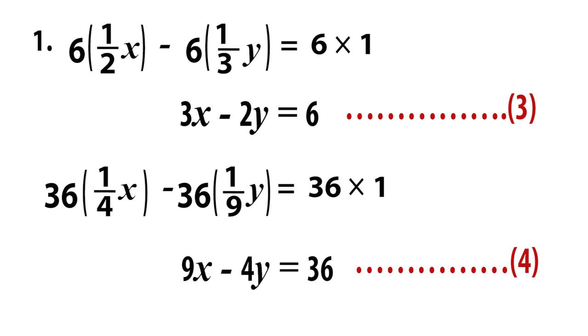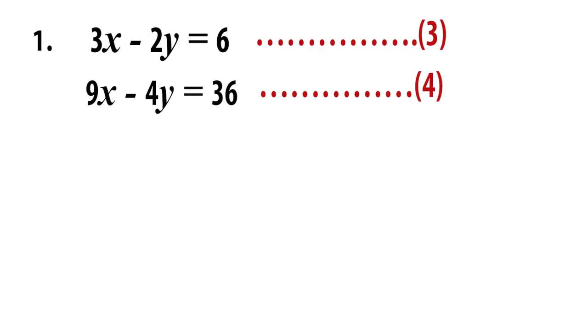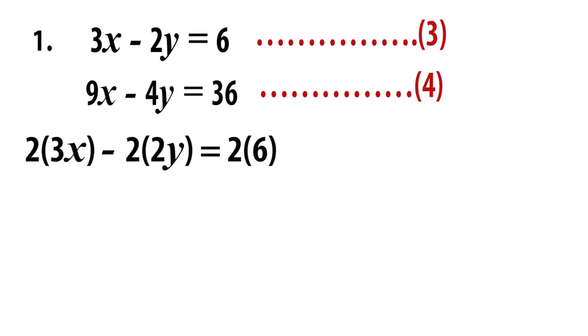So from equations 3 and 4, that is 3x minus 2y is equal to 6, equation 3, and 9x minus 4y is equal to 36, which is equation 4. You can observe that when equation 3 is multiplied by 2, the coefficients of y will be the same. That is 2 times 3x minus 2 times 2y is equal to 2 times 6. And that will give us 6x minus 4y is equal to 12. Let's label this new equation as equation 5.